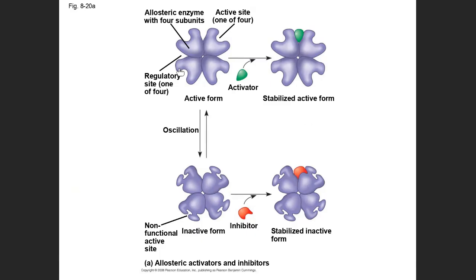So here we see a multi-subunit enzyme. It has both an active form and an inactive form. An activator molecule can bind to this to stabilize the active form, and so the enzymes are all active. Or an inhibitor molecule can bind to the inactive form and keep it inactive. So these are allosteric forms of regulation because the activator and the inhibitor molecules are binding at some other site on the enzyme, not the active site, but some other site.